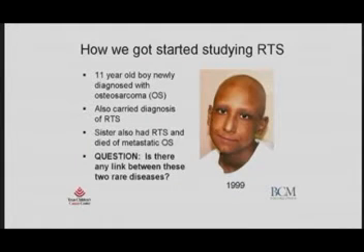We began our studies of Rothmund-Thomson syndrome in 1999 when we examined an 11-year-old boy who was newly diagnosed with osteosarcoma or bone cancer at Texas Children's Hospital in Houston, Texas. He also carried a diagnosis of RTS since infancy. Interestingly, his sister had also been diagnosed with RTS, and she had died of metastatic osteosarcoma. So the question in our minds was, is there any link between these two very rare diseases? At the time, the literature consisted mainly of isolated case reports. There are approximately 200 case reports in the English language literature, and approximately 10 of those described osteosarcoma.